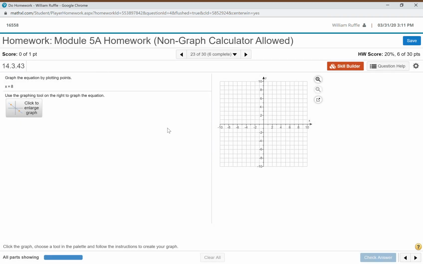And so that's how to graph in 5A. And once we get going in 5B, I'll start showing you how to graph in there as well. I hope this helps.